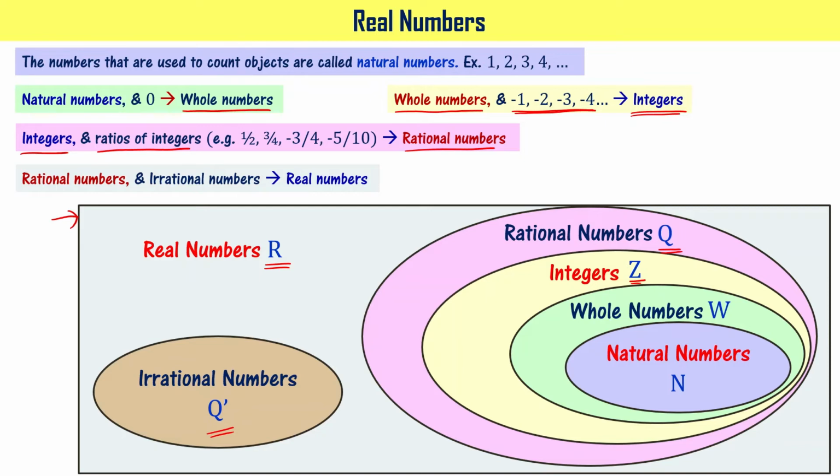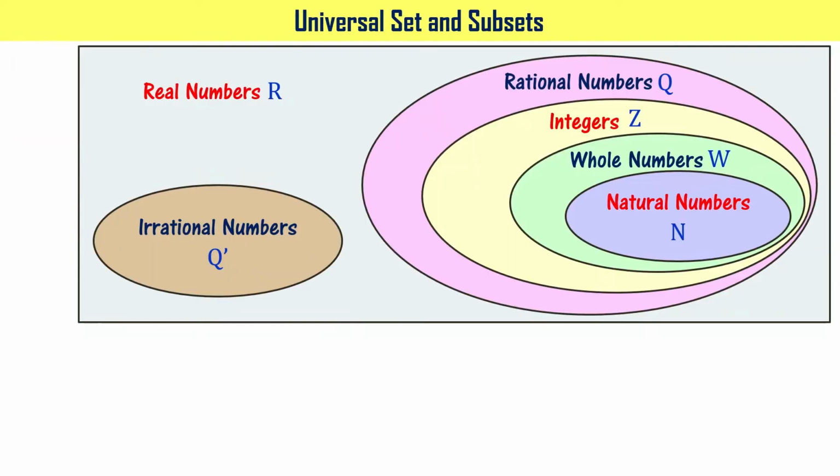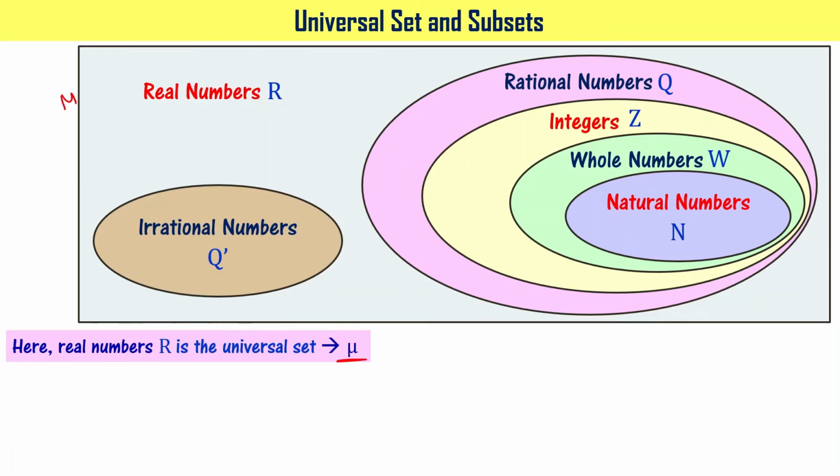But anyway, now let us take a look at the same picture in the context of sets. Now you see here, real numbers is the universal set, right? Because you don't know anything beyond real numbers. But in intermediate, you will be learning about imaginary numbers, complex numbers and all. For the time being, R is the universal set for you, right? Let me write mu here.